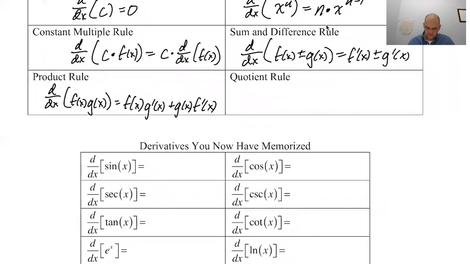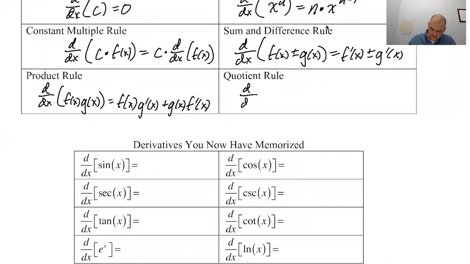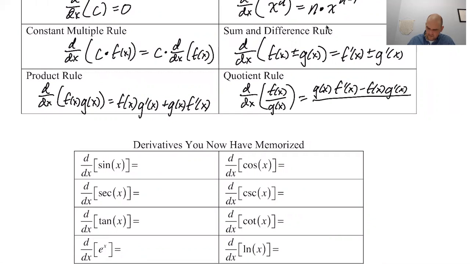Okay, quotient rule. The derivative of, so I like to think top and bottom. So I'll say it's bottom derivative of the top, maybe these multiplication signs are just not working for me right now, so I'm not going to put them in, minus top derivative of the bottom all over the bottom squared. So I'll put that whole thing in parentheses. All right, bottom derivative of the top minus top derivative of the bottom all over the bottom squared. Got to have these memorized.